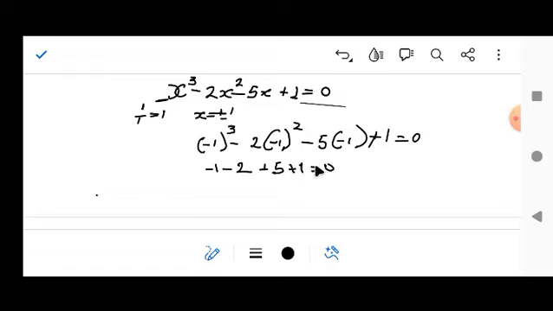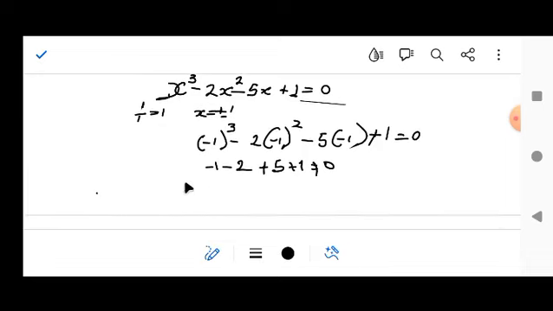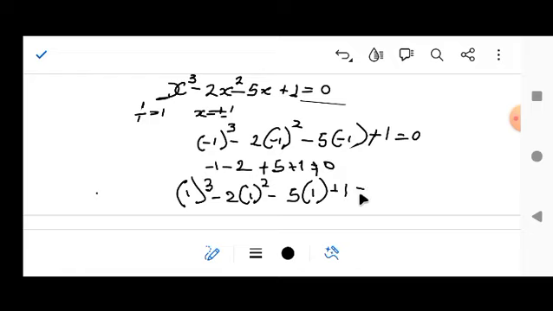So technically this is not equal to 0, so it's not a factor. So I'm going to check for plus 1. So I have 1 cubed minus 2 into 1 squared minus 5 into 1 plus 1 is equal to 0, right?